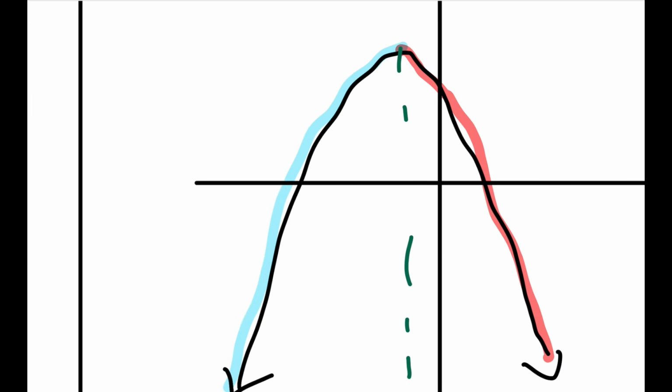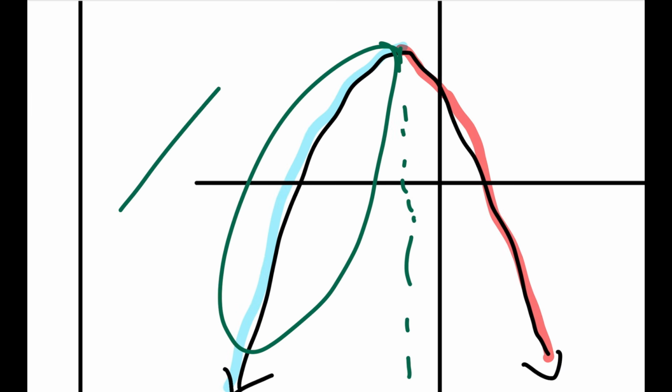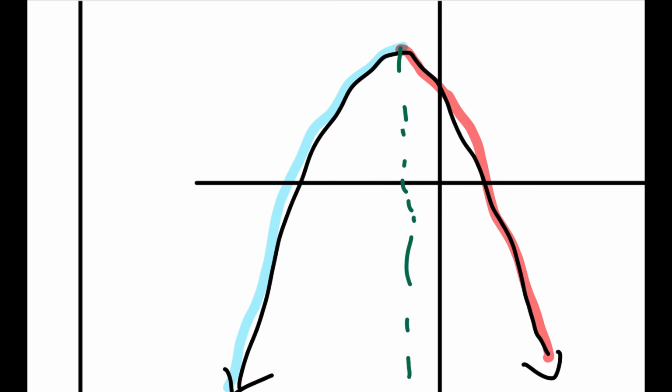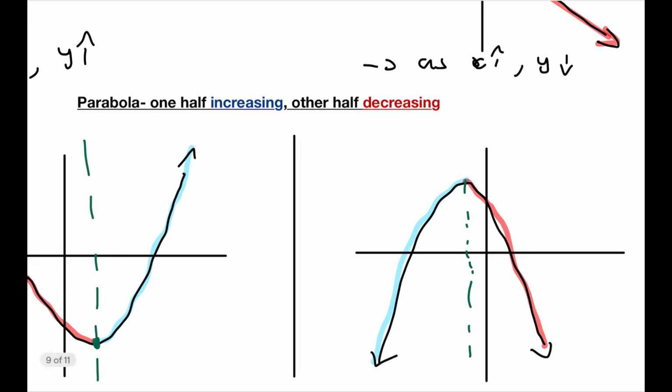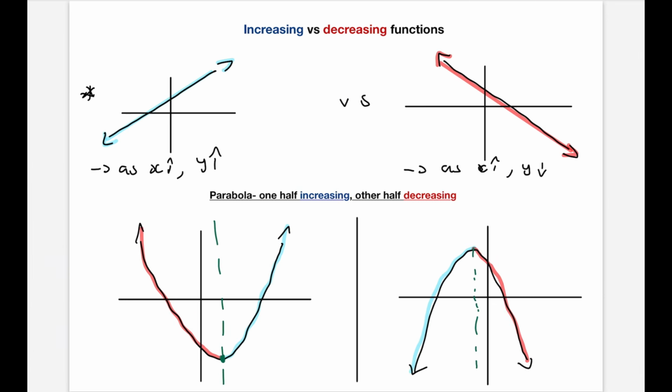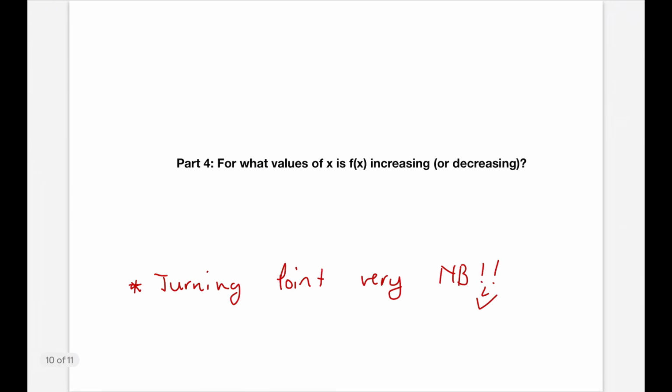If you look here, cut it right through the turning point. This half is sloping upwards. It's increasing. This half is sloping downwards. It's a decreasing graph. One half of a parabola is increasing and the other half is decreasing. Just keep in mind, increasing means sloping that way. Decreasing means sloping this way.